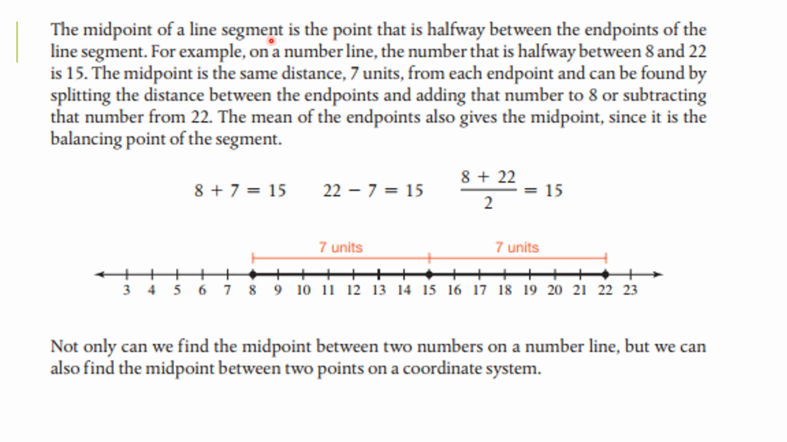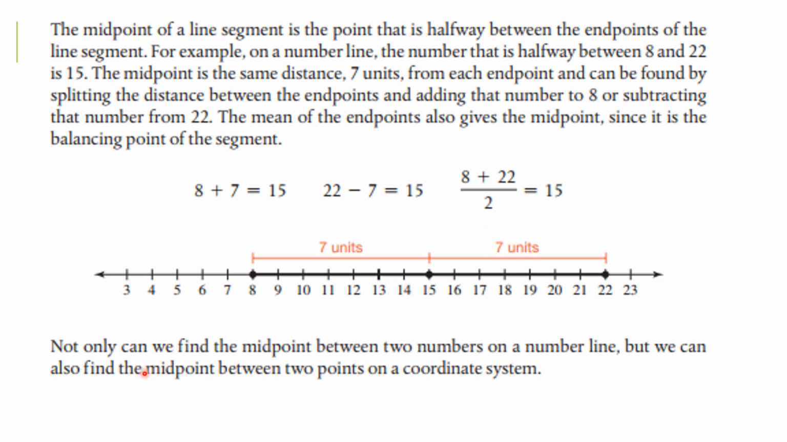Now, the midpoint of a line segment is the point that is halfway between the endpoints of the line segment. For example, on a number line, if you wanted to be halfway between 8 and 22, the midpoint is 15, and that's the same distance from each end. So the mean of the endpoints also gives the midpoint. If you add those two together and divide by 2, you get 15, which is the midpoint.